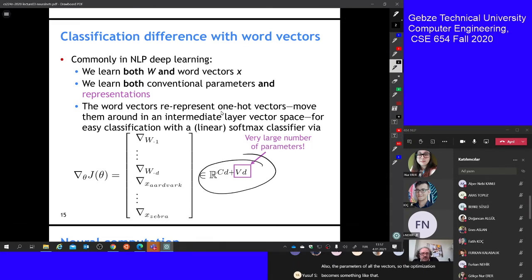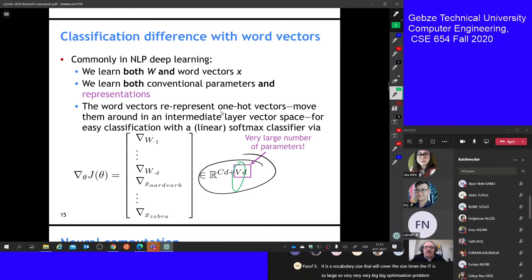Okay, so this is R to the power C times D. C is the number of classes, D is the vector size. V here, what is V? Vocabulary. It is the vocabulary size, right? Vocabulary size times D. It is so large, so it is a very big optimization problem.